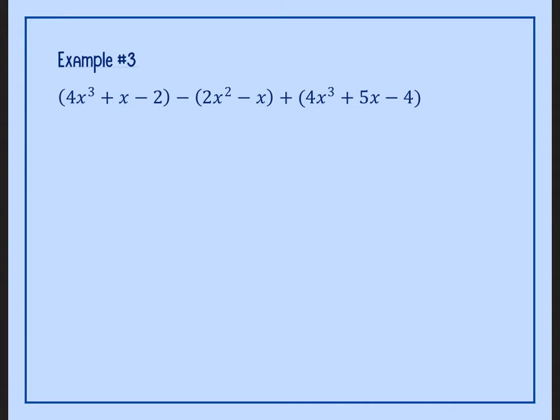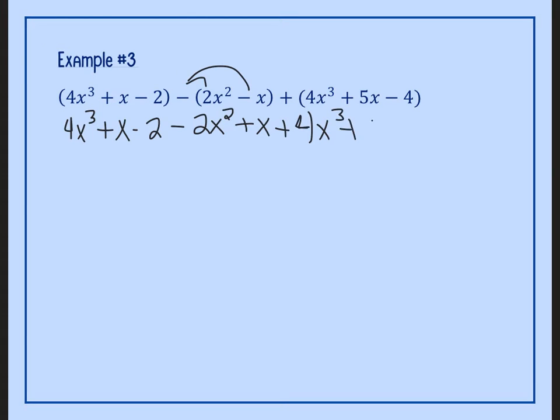Now I have 3 polynomials that I want to combine. So what I have to do is, in front of every polynomial, in front of every parentheses, look at what the sign is. If it has a positive, I can drop the parentheses without changing anything. But because I have a negative here, I must distribute this negative into the parentheses. So bring down your first polynomial. Now for the second one, I have to distribute the negative: negative 2x squared. And right here, make sure that this negative x becomes a plus x since you distributed the negative.